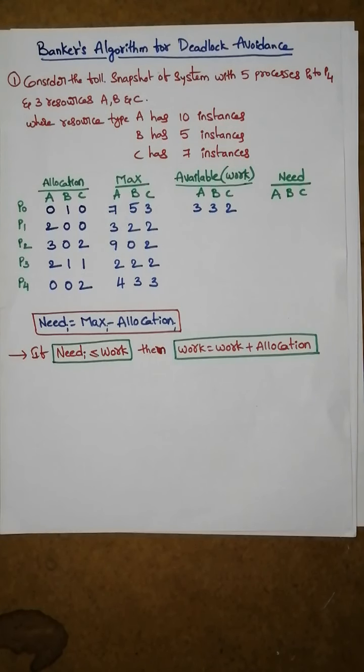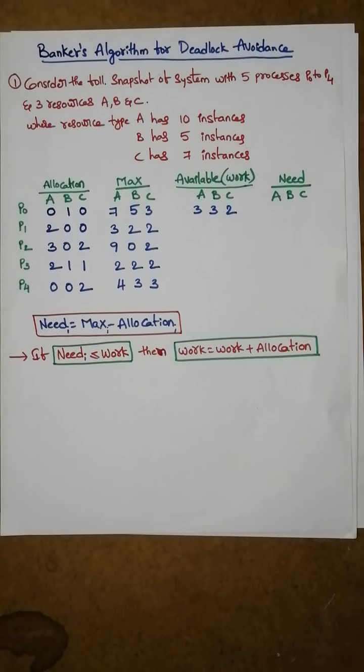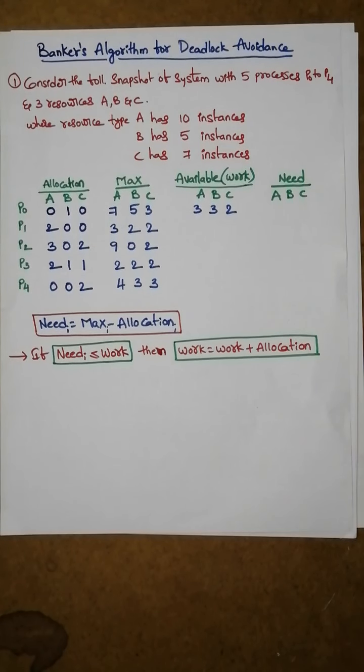In this session, I would like to discuss Banker's algorithm for deadlock avoidance. Using this algorithm, we can find out a safe sequence of processes to execute to avoid the deadlock. Now let's see one example which applies this Banker's algorithm.